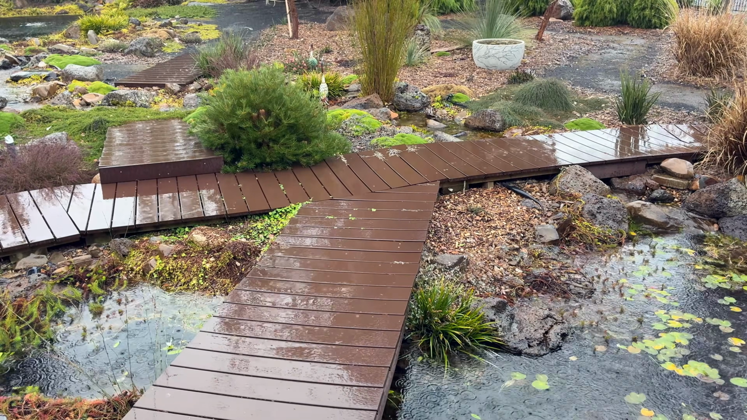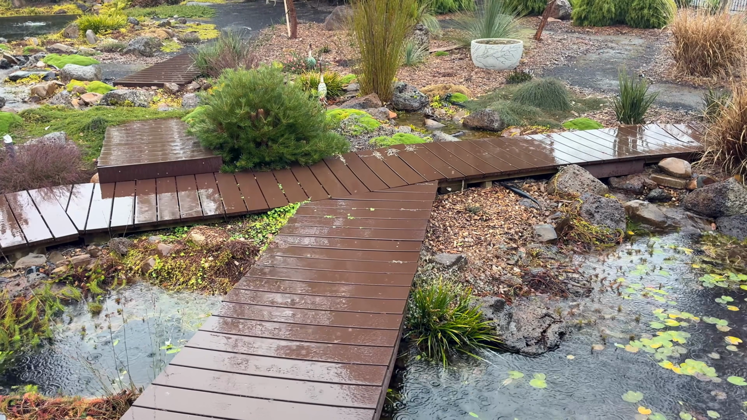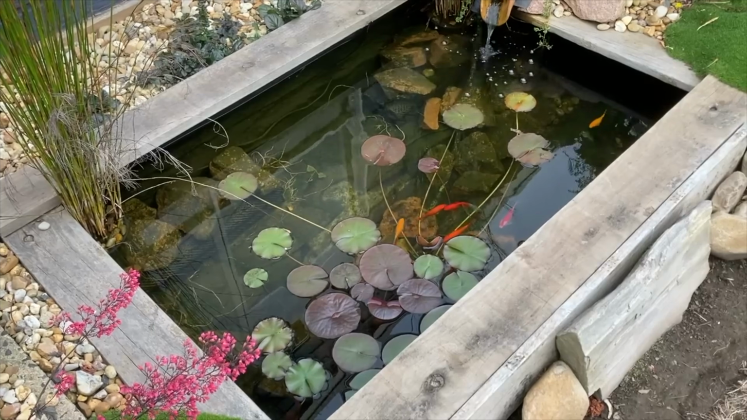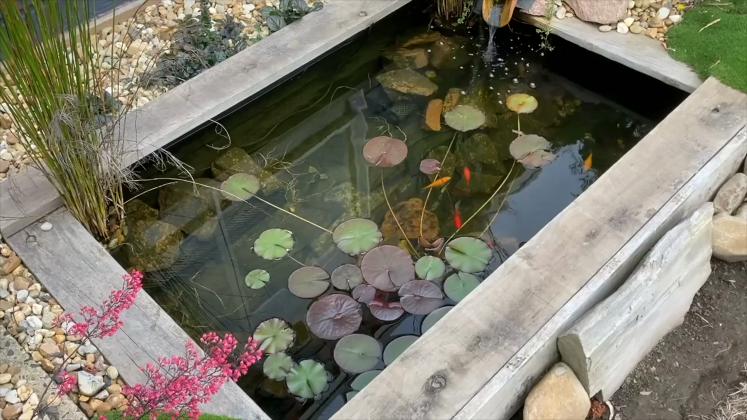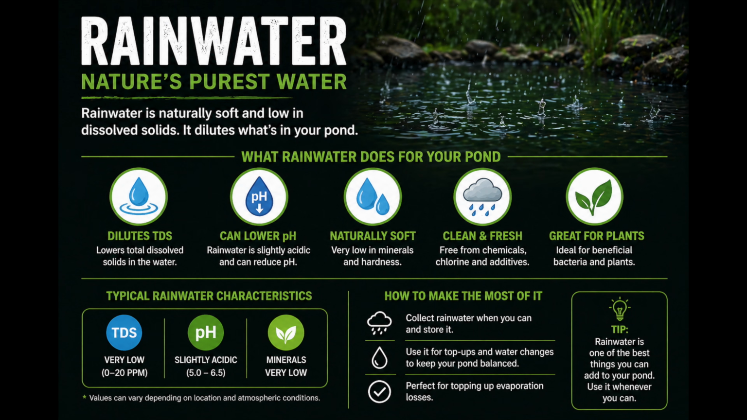And this one's really important. Alkalinity is basically the water's ability to resist change. More specifically, it's made up of things like bicarbonate and carbonate, and these act like a buffer against acids. I'll tell you why this is important in a minute. But when a pond has good alkalinity, it can absorb changes without swinging too much. Rainwater has almost none of this, so instead of being stable, it's very easy to push around.